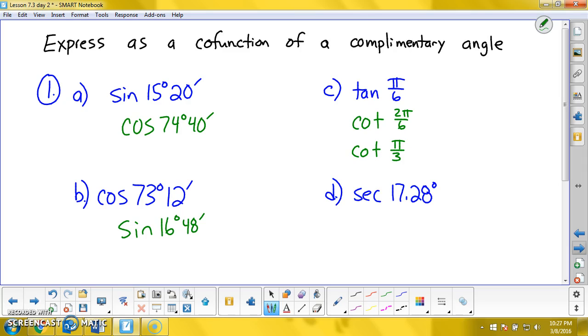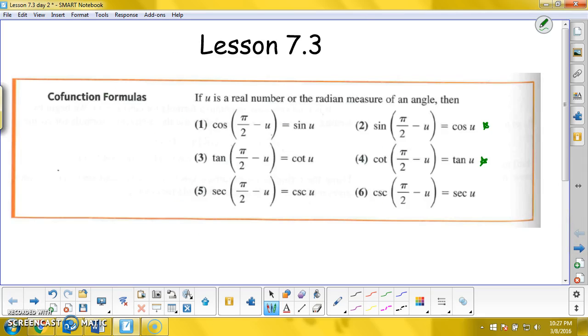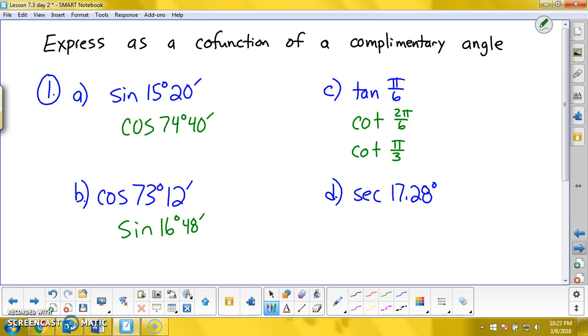And then lastly, part D, we have the secant of 17.28 degrees. Thus, we're going to be using this formula here, the 6th one. It's equal to the cosecant of the complement. And so the complement of 17.28 would be 72.72 degrees. So that's using your cofunction identities. That was homework problem number 1.